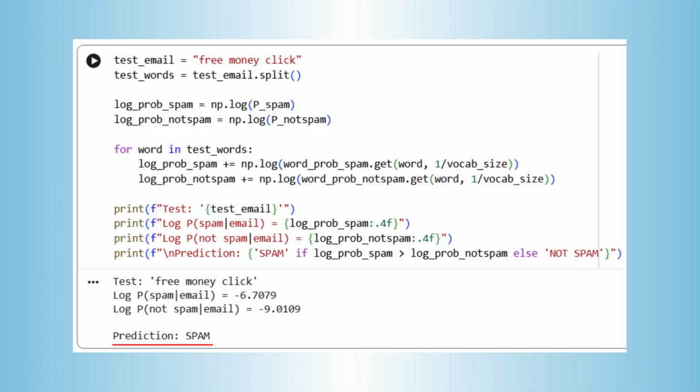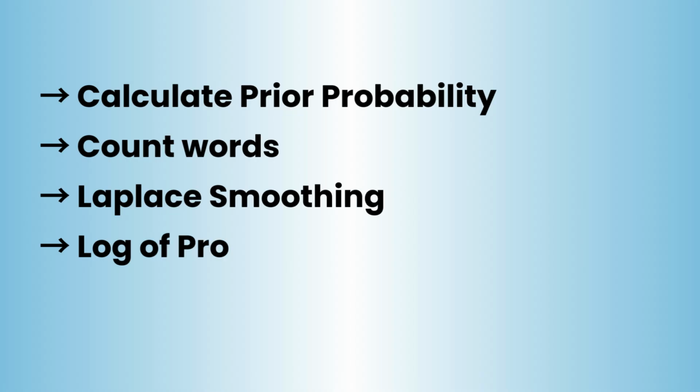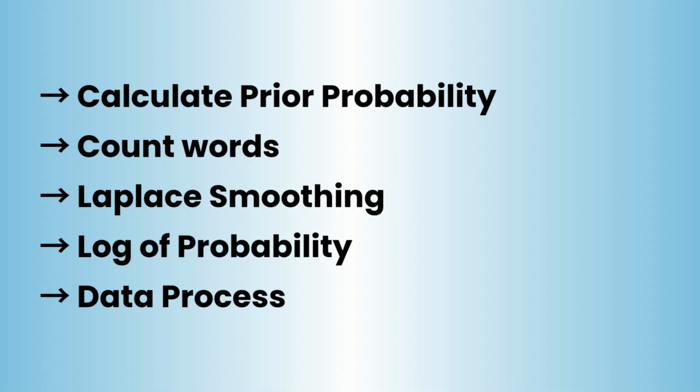We predict the email as spam. This simple example shows the entire process: calculate prior probabilities, count words, apply smoothing, use logs, and compare probabilities. In reality, we may need to process the data before we train the model.